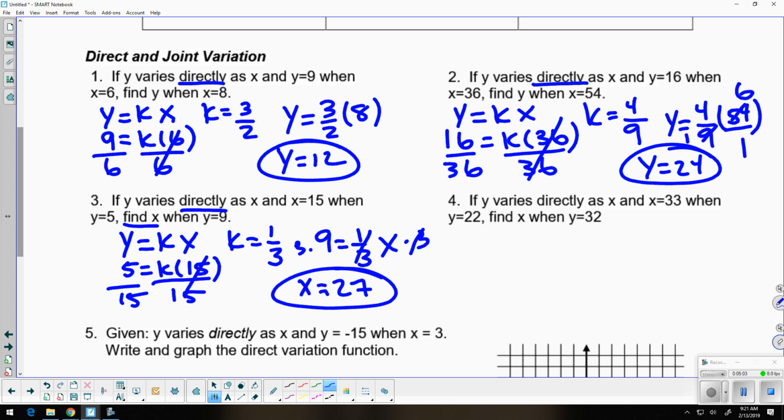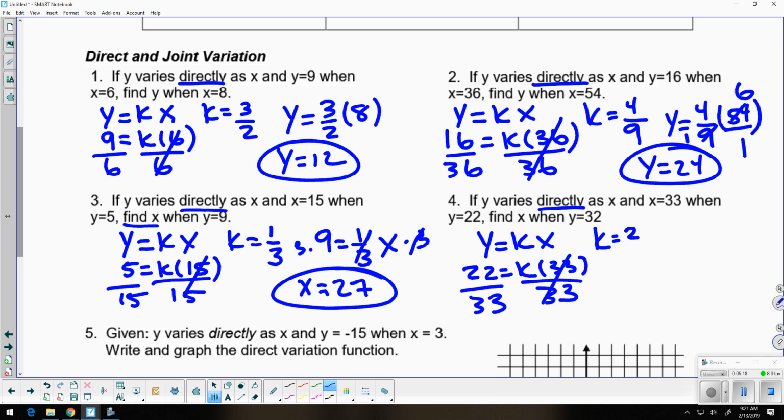And the last one, so if y varies again directly as x, so y equals kx, that's the equation we need. X is 33, y is 22. So I'll just plug this in. Again, solving for k right now. So k would equal 2/3. Just divide those both by 11. And now use k for the last part.